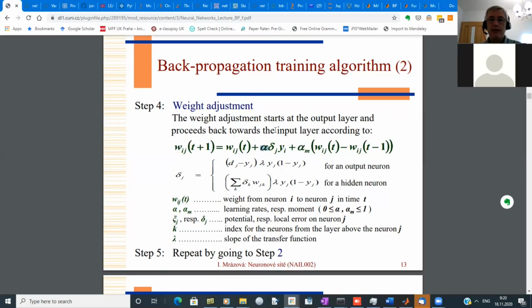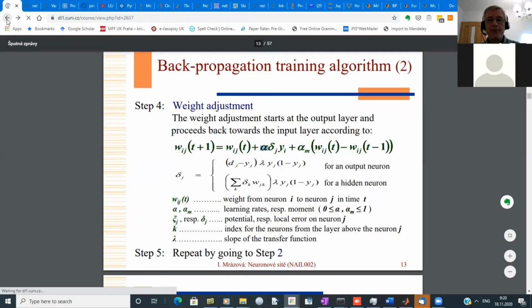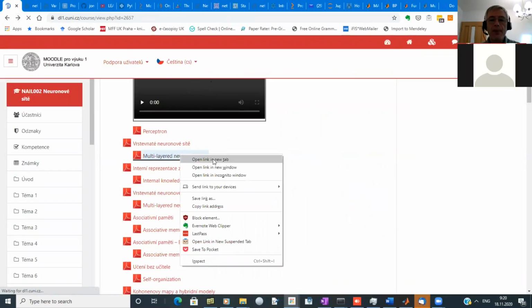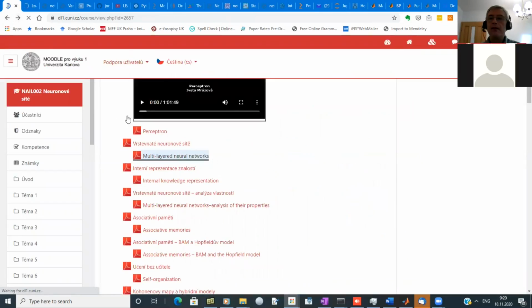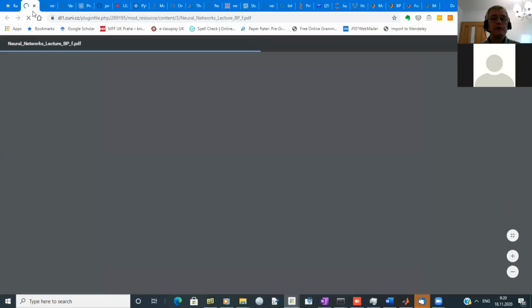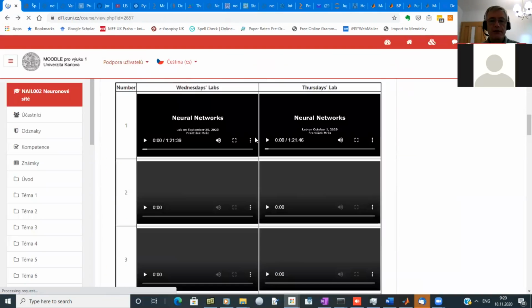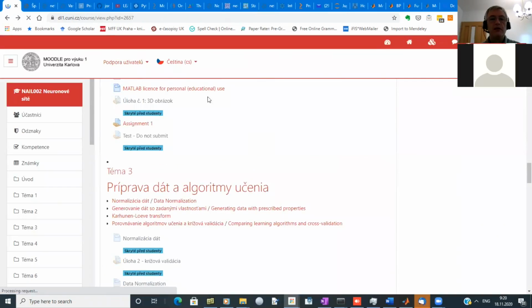So let us start with a simple network. For that, please, maybe I will keep the slides at hand by opening them in a separate tab. Yes, and in the Moodle page, it should be in English.